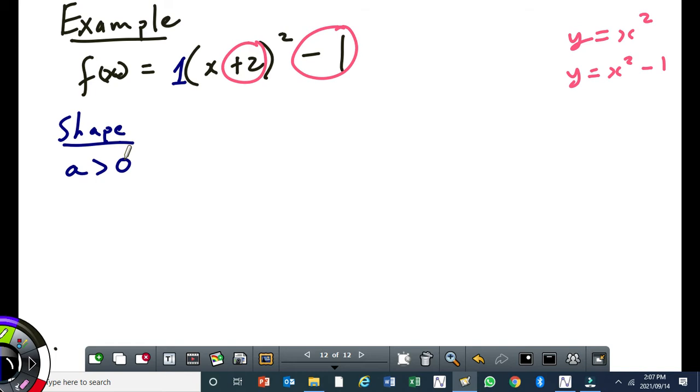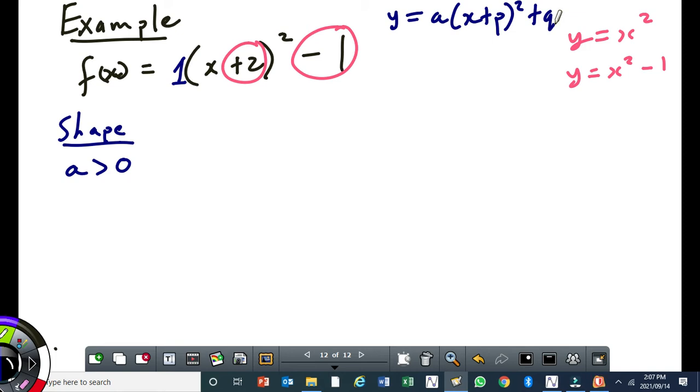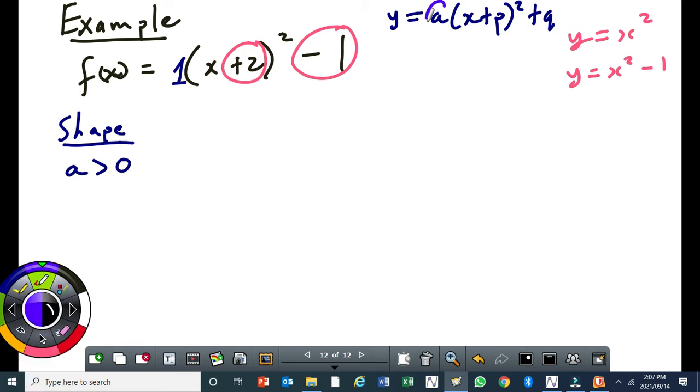Okay, A is positive. What do I mean by A? I'm referring to the general form y equal to A times x plus p squared plus q. That's the turning point form in grade 11. So this A here is a value which determines the shape of the graph. If it's positive, the graph is happy. Therefore, the graph will have a smiley face. If it's negative, the graph is unhappy or it is sad. Therefore, it will have a sad face.